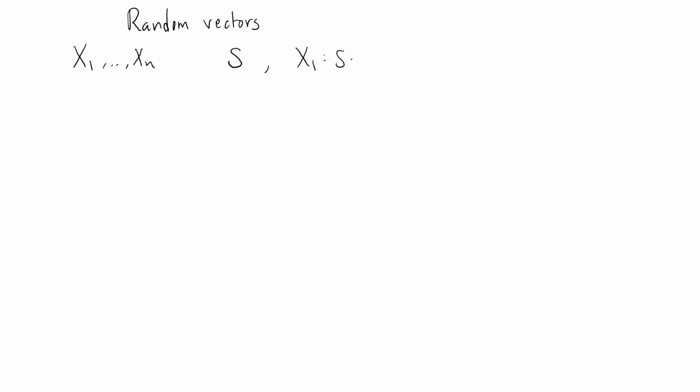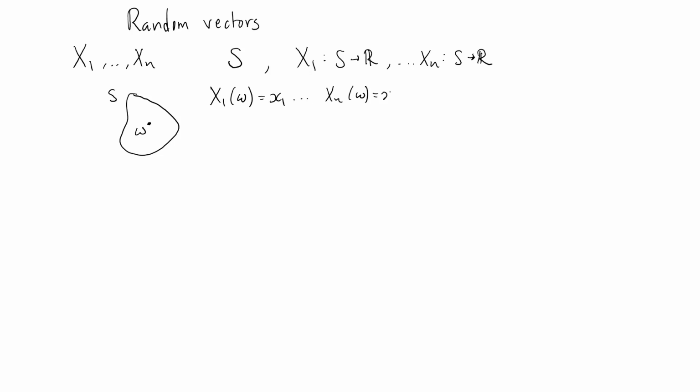x1 is a function from S to R, the same with x2, and so on, the same with xn. So if I have a sample space, the randomness takes place when nature or chance or whatever you want picks one of the outcomes in S, which it does according to some probability measure. Then each of these n functions will simply map this outcome into a real number. So x1 maps omega into a real number that we can denote by lowercase x1, and so on, all the way to xn, which maps omega into xn.